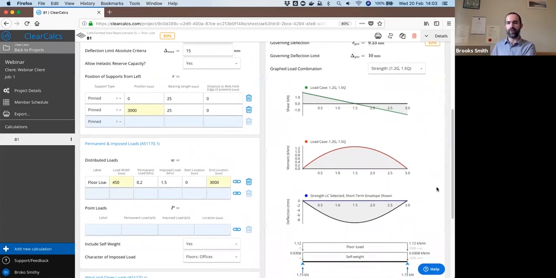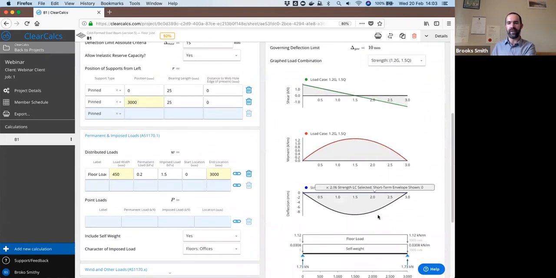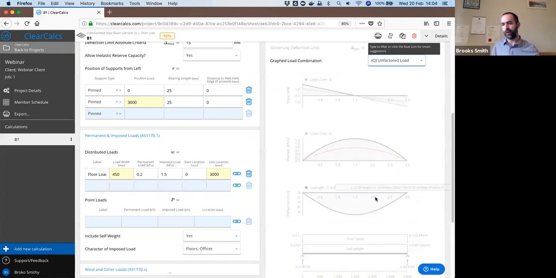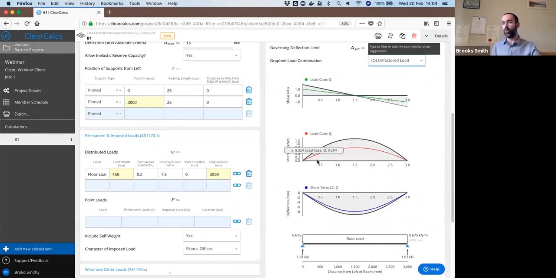We have all of our charts here showing the shear, moment, and deflection. By default, we're showing you the governing load case, which is 1.2 G times 1.5 plus 1.5 Q. We can select other possible load cases here, such as 1.35 G, and that will refresh and show a lower value within the envelope. Or we can also look at individual loads alone. So looking at live load alone, you can see the moment and shear that results from those, as well as the deflection that results from live load alone.